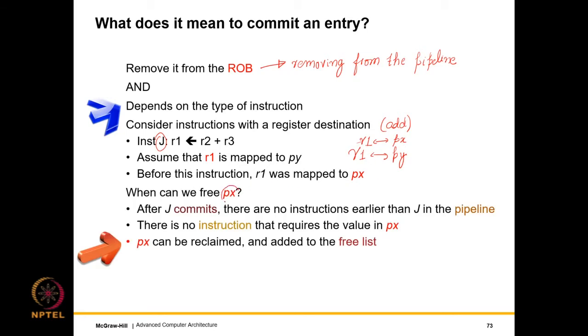Now the question is, when can we free PX? So it's a question of register release. After J commits, after J is removed from the ROB, from the pipeline, there are no instructions earlier than J in the pipeline. So this should be rather clear that the reorder buffer ensures that once J is removed, there are no other instructions that precede J which are still in the pipeline. Important insight. Let's keep this in mind.